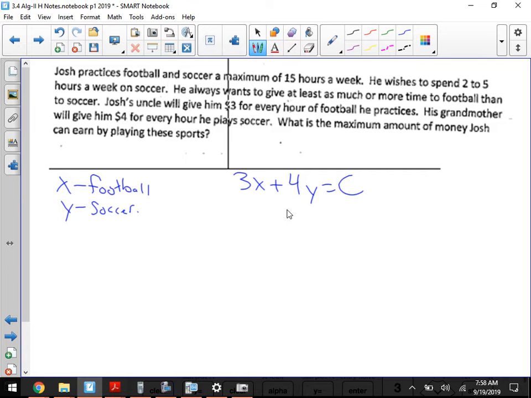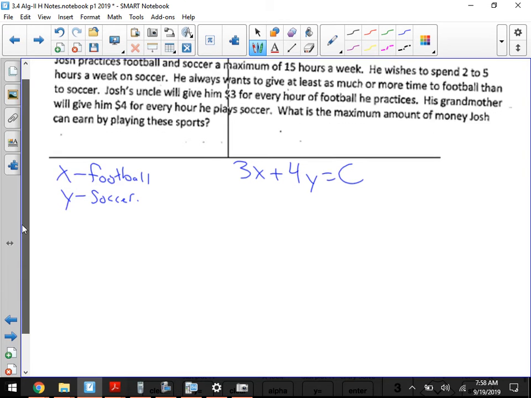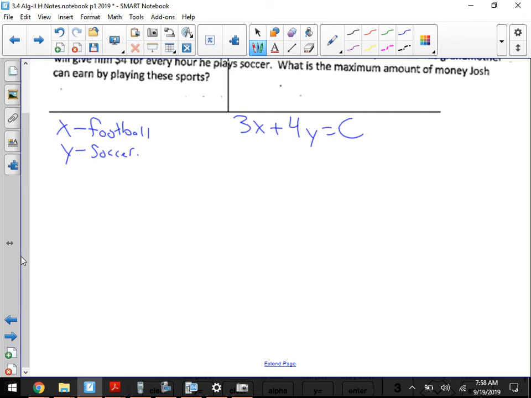Going through the next sentences, he says he wants to spend between 2 and 5 hours a week on soccer. There's a parameter. There's a constraint. You can spend 2 hours, you can spend 5 hours, or you can spend somewhere in between the two. So that was a soccer, right? Yep, soccer, so that's a Y. It's less than or equal to 5, but it's greater than or equal to 2.